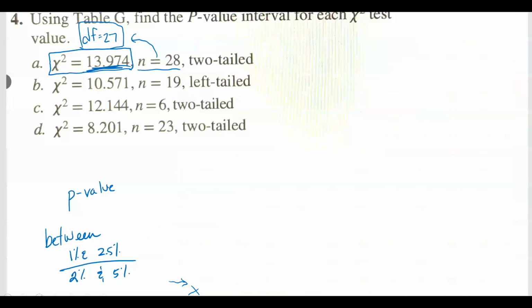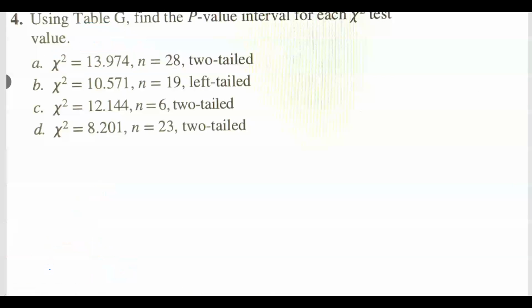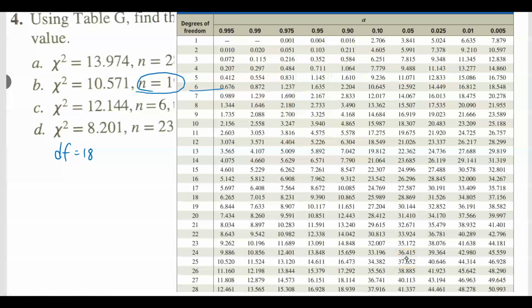Now let's look at the next one. The next one says your chi-square is 10.571, and you have a sample size of 19, which would mean degrees of freedom is 18, and it's only left tail. So I should be only looking at the left tail. Degrees of freedom again is 18. Do not look at the row 19.